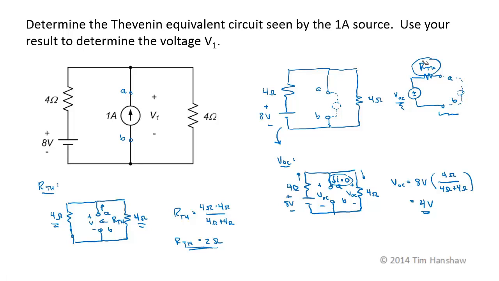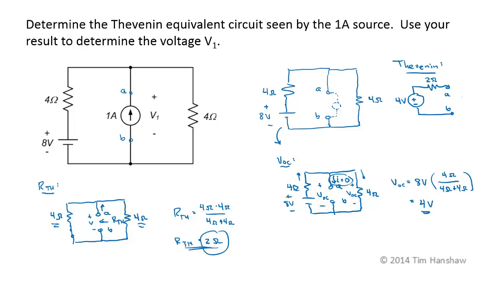So now our Thevenin circuit, let me get rid of this up here and actually put the numbers into it. Our Thevenin circuit is a 4 volt source in series with our RTH, 2 ohms. And these are terminals A and B.